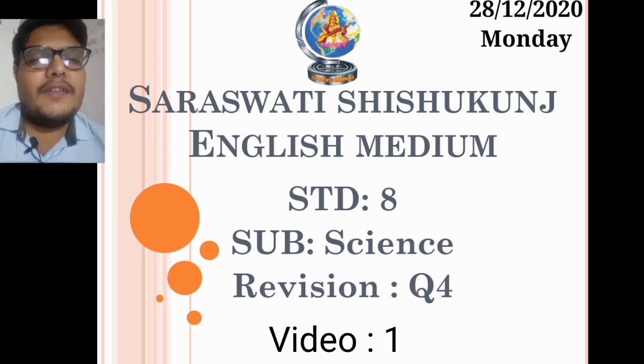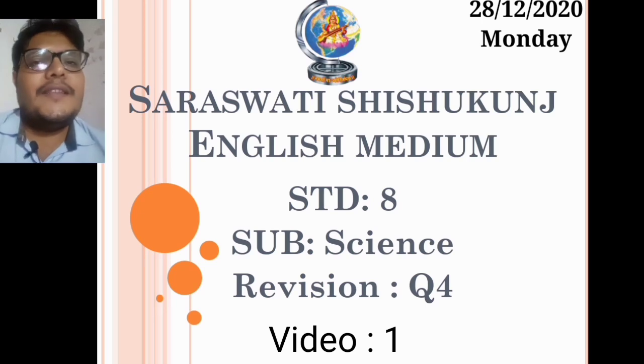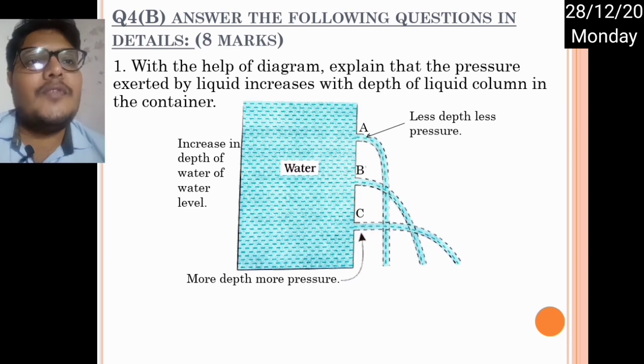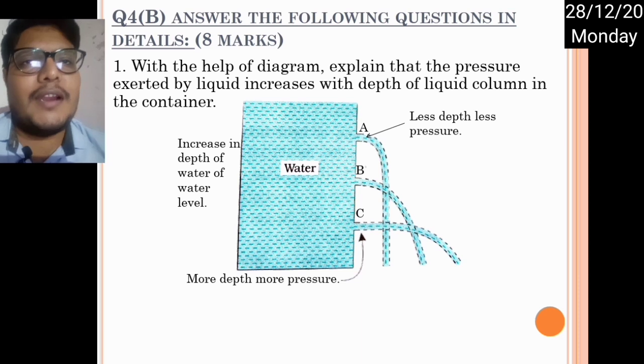And we are going to revise today question number 4, A and B both. Okay, so let's see first, that is question number 4B. Answer the following questions in detail. It is a total of 8 marks, right? Means for one question, if you write, you will get 4 marks. Okay, see the first one.